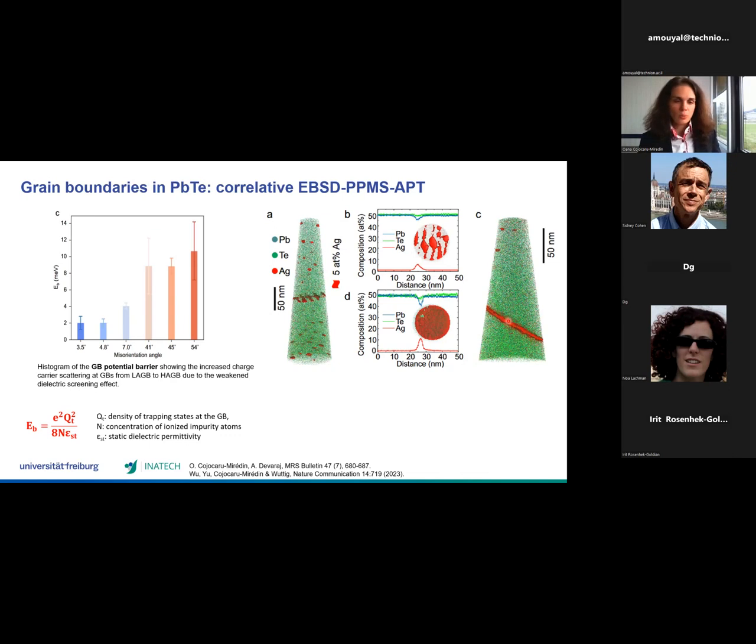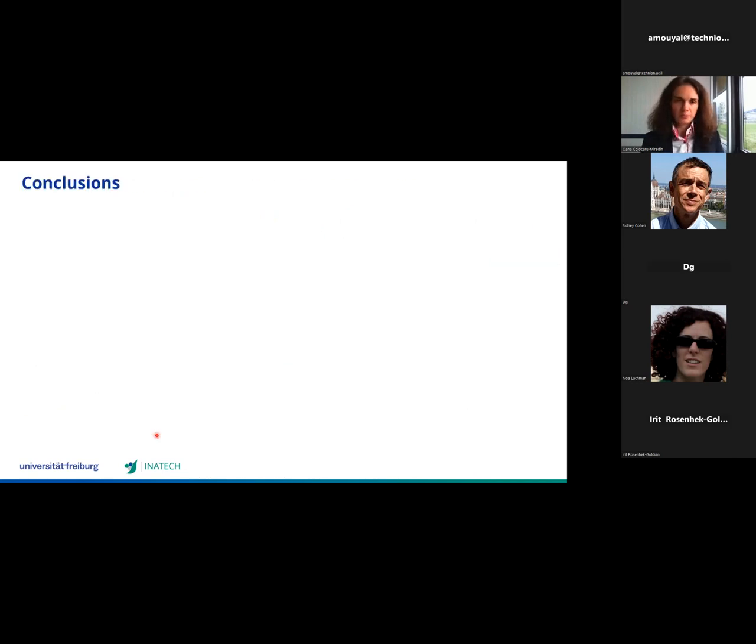And this work also opened several other questions, because we know that, for example, the barrier height is also proportional to the density of trapping states, and inversely proportional to the concentration of the ionized impurity. We have also the static dielectric permittivity, which would be very interesting to determine for the grain boundary. So you see that it opens more questions, and maybe in the future we could be able to really determine also this parameter and to go towards electronic transport at the nanoscale.